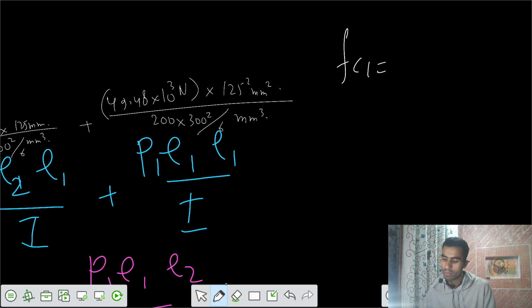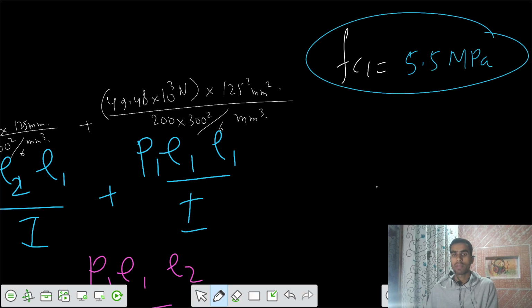It's some value of 5.5. You can check that. Maybe there might be an error also. It's not a big task. Let's say the stress FC1 is 5.5 megapascals, and I would say, what is the stress in the steel wires at the location of 1?